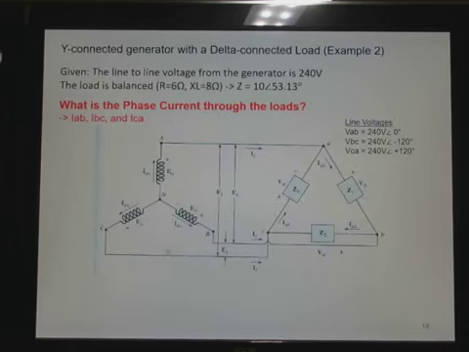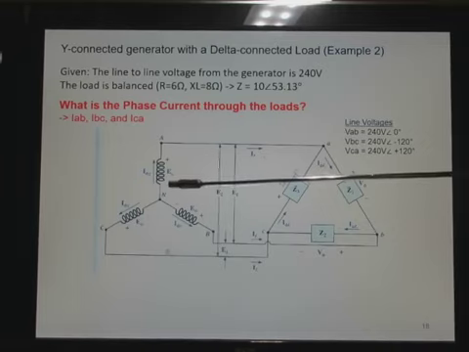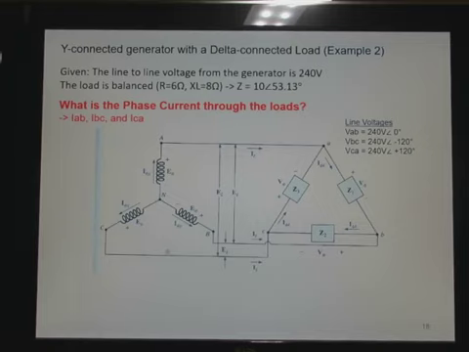Example 2. We have a Y generator and we have a delta load. The line voltage is 240, that's been given to us, so the line to line is 240. Determine the phase currents through the loads. First we compute Z, and the load is balanced. We expect the current magnitudes to be the same, but different phase.